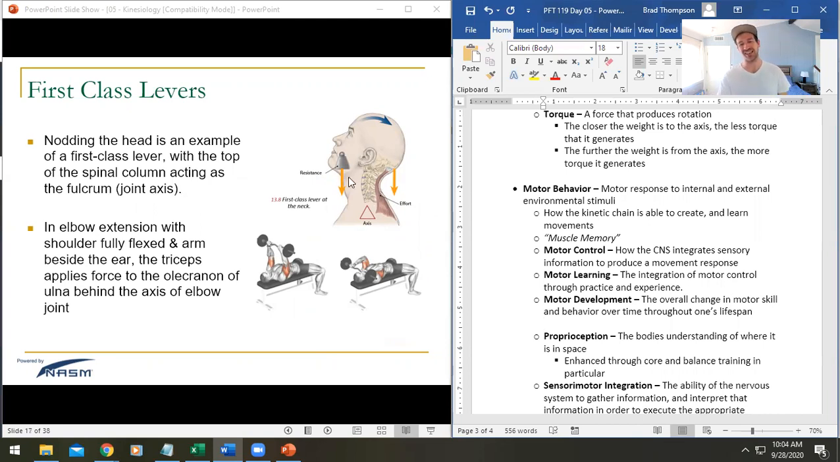So here's a classic example, right? Resistance and effort this way. Your triceps are another really good example of that. You're pivoting on your elbow here, and so you're producing effort in the opposite direction.